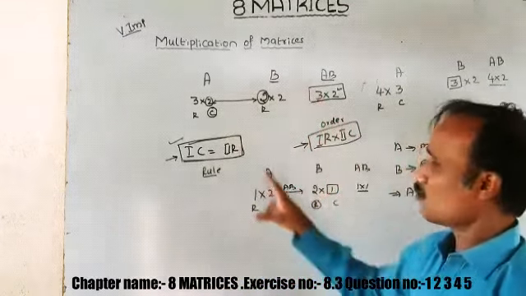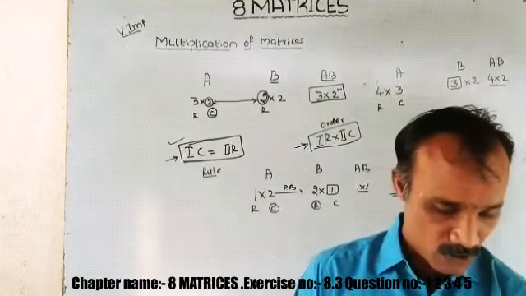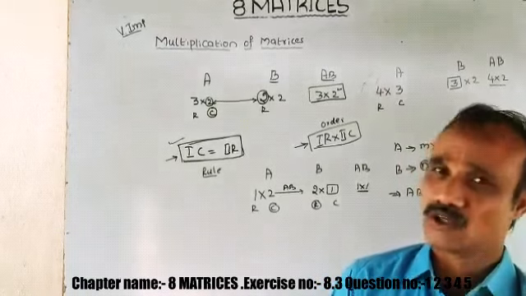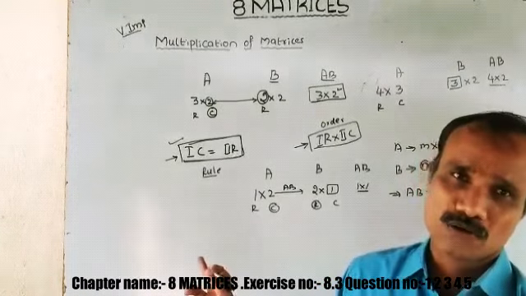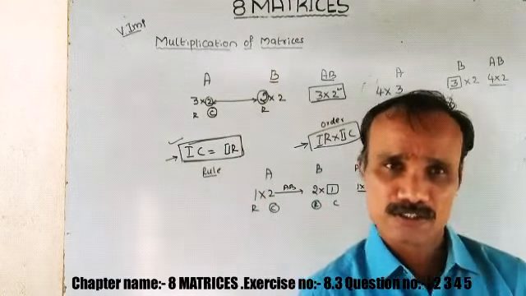Okay? Just note down all these, what they have given in your textbook. So the rule is given, just note down the rule. Directly I will start the procedure to find the multiplication of matrices. Okay?